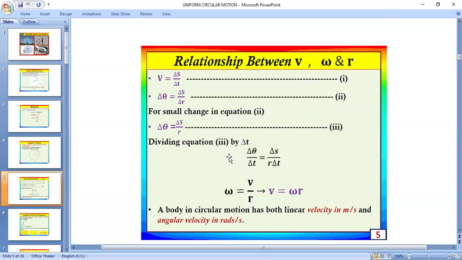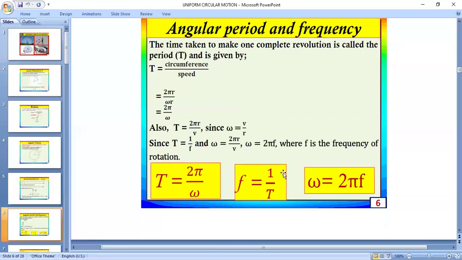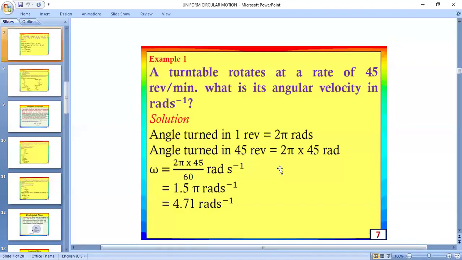Here, they've just shown the derivation from what we just said to obtain that omega equals v over r is the same. Omega equals 2 pi over T is the same, or omega equals 2 pi f, same derivation. So we have a question here. Example number 1.